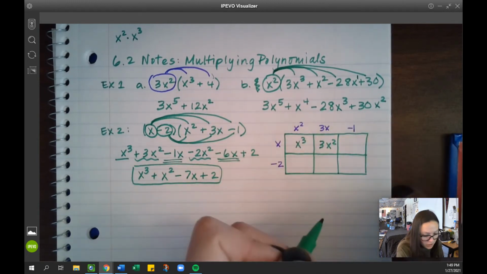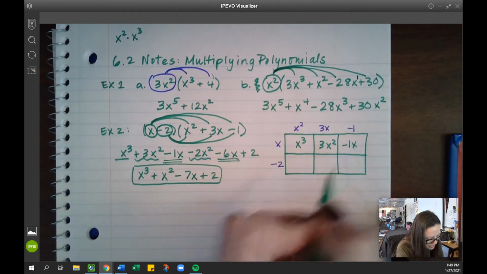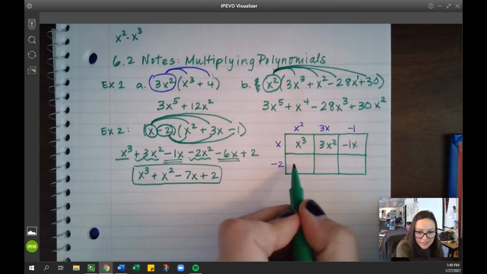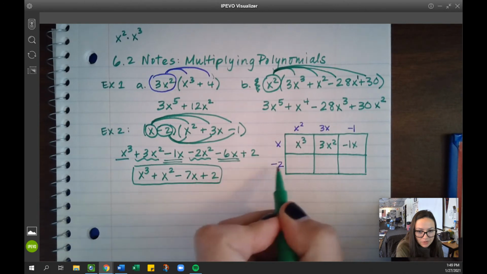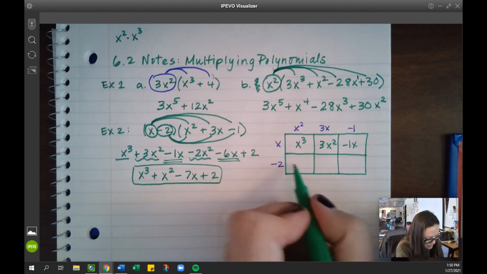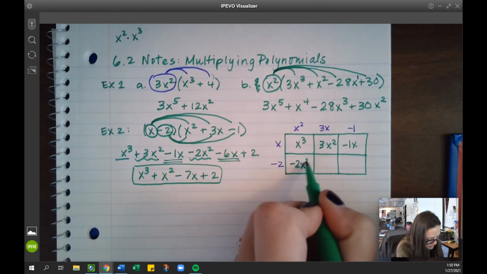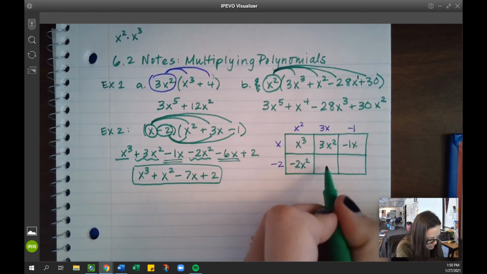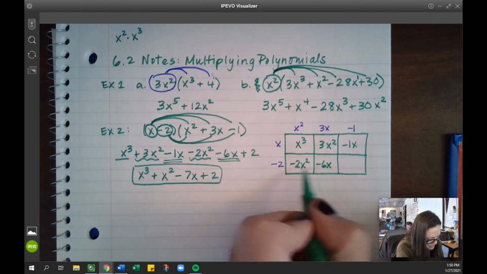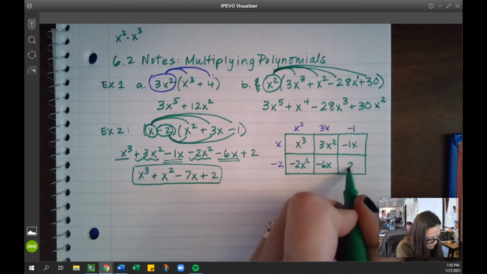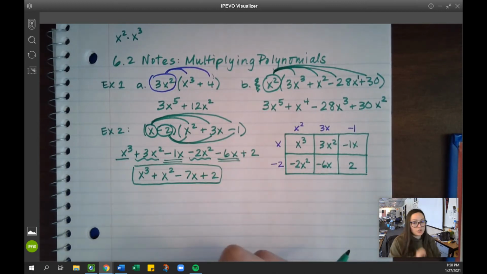Here, I have negative 1 times x, which is negative 1x. Then down here, I'm going to do the same thing, except now I'm going to do negative 2 times x squared. Negative 2 times 3x is negative 6x. Negative 2 times negative 1 is positive 2. And then we go through, and just like before, I'm going to combine like terms.